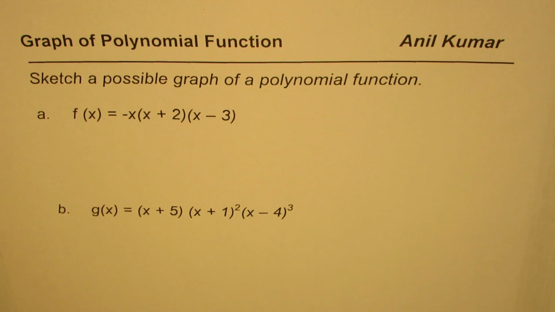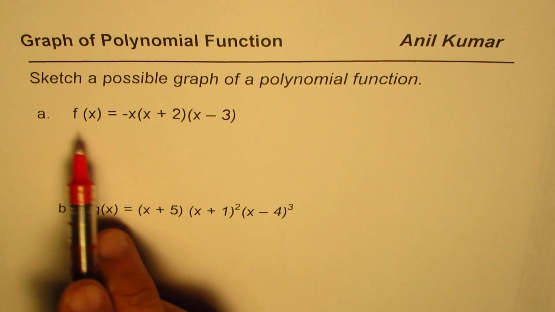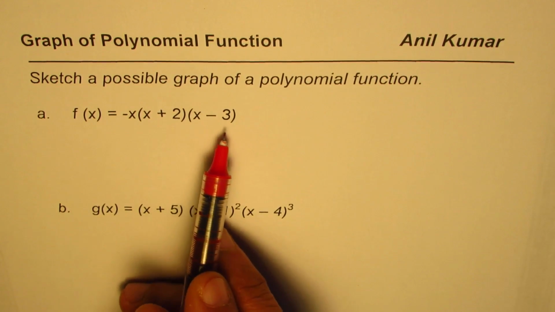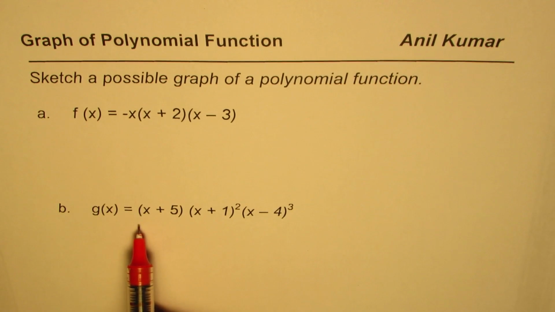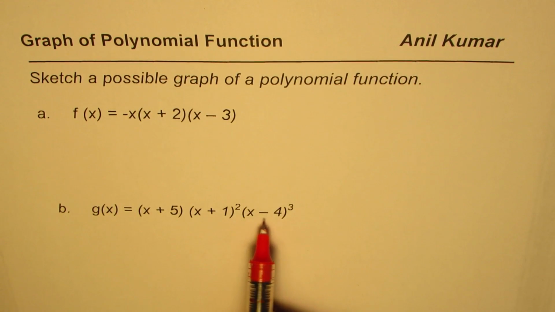I'm Anil Kumar. In this video, we will learn how to sketch the graph of a polynomial from the given equation. The question here is, sketch a possible graph of a polynomial function. A. f(x) equals minus x times (x plus 2) times (x minus 3). g(x) is equal to (x plus 5) times (x plus 1) whole squared times (x minus 4) whole cubed. You can pause the video, sketch the graph, and then look into my suggestions.